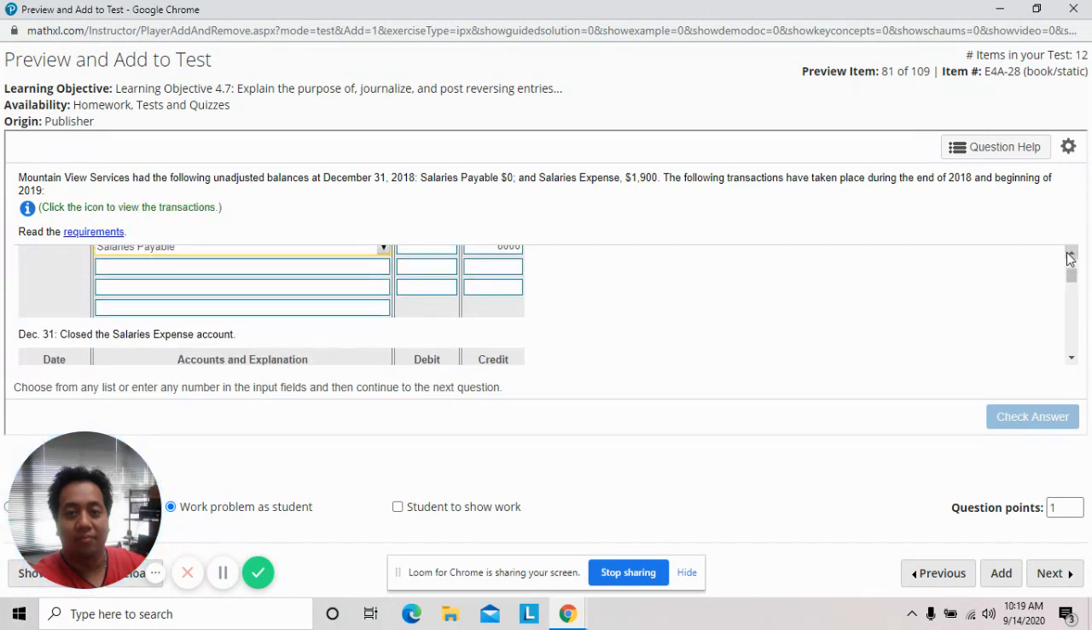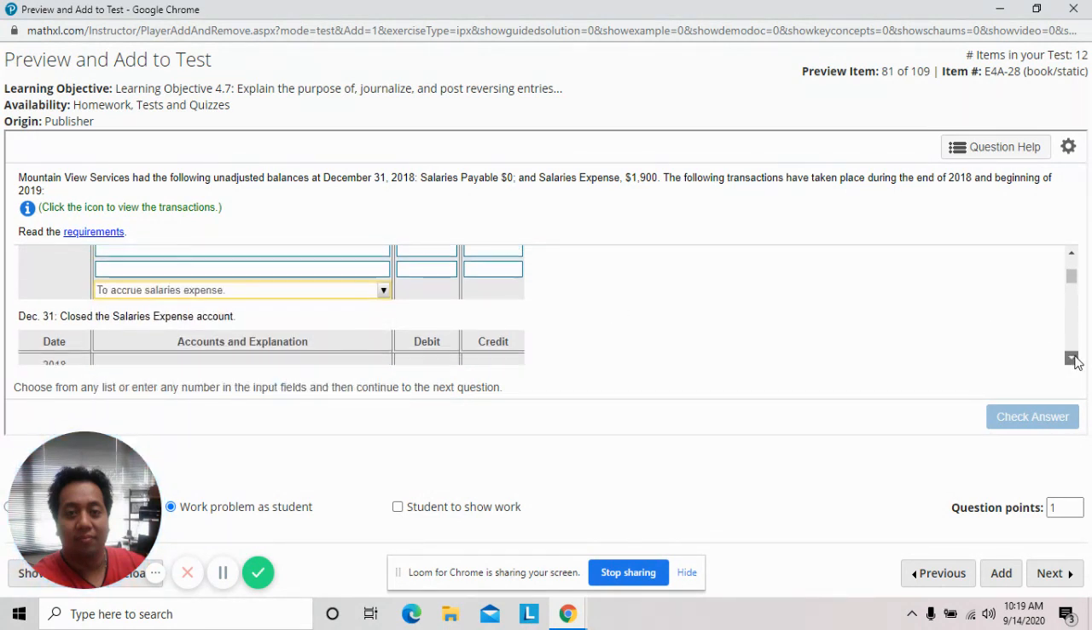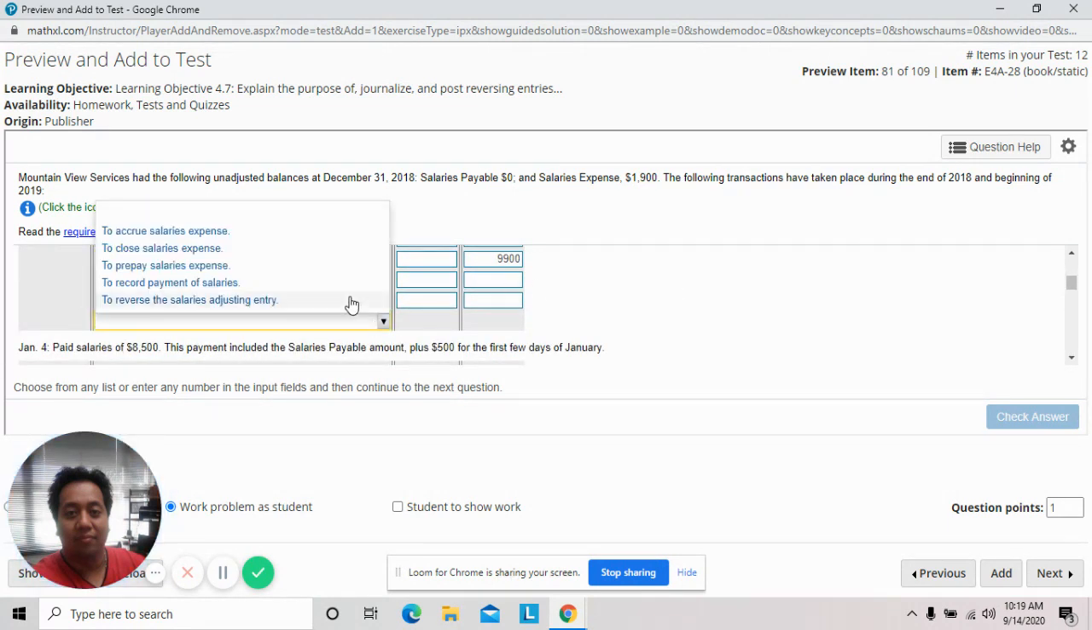Oh, to go back for the first entry, you have to find your explanations. I'm accruing salary expenses here. Also, if I go down here, I'm closing salaries expense.